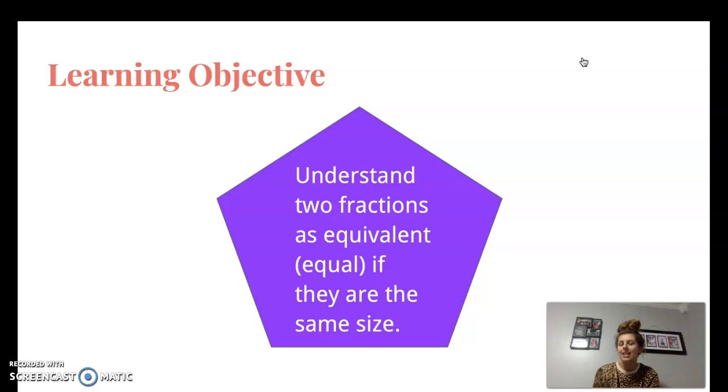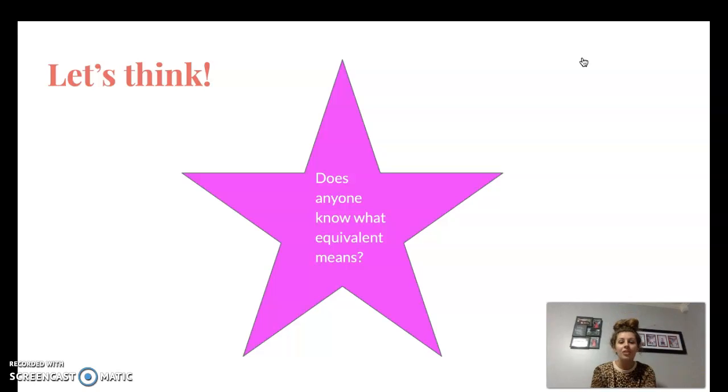Welcome back. Your learning objective today is that you are going to understand two fractions as equivalent, equal, if they are the same size. Don't worry if that confused you because we're going to learn about it a little bit later on in these slides. So let's think. On that paper out in front of you, I want you to jot down some ideas or what you think this question means.